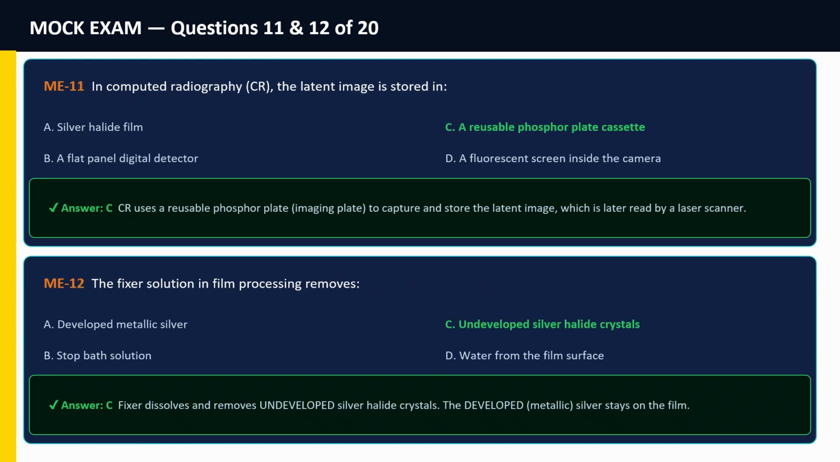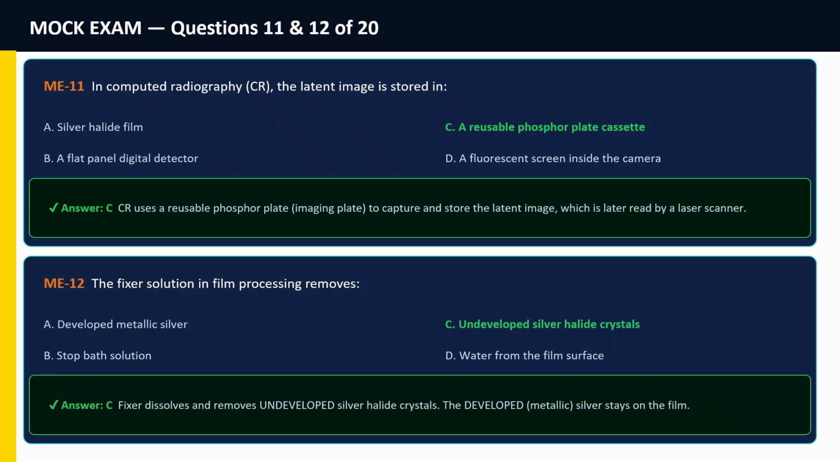The examination objective, however, is to recognize the characteristic applications and half-lives of the common industrial sources. Question 11 tests computed radiography. The latent image in CR is stored in the reusable phosphor imaging plate. It is not stored directly as a conventional silver halide film image, and it is not initially captured by a fixed DR detector. The plate must later be scanned by the CR reader.